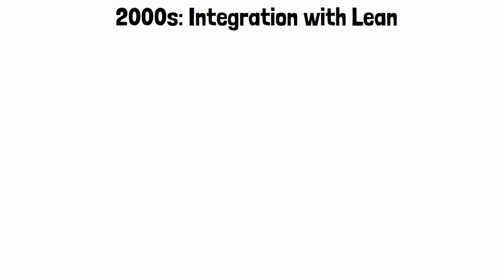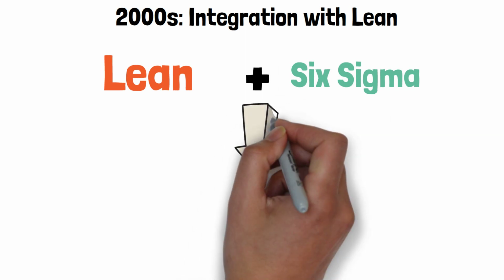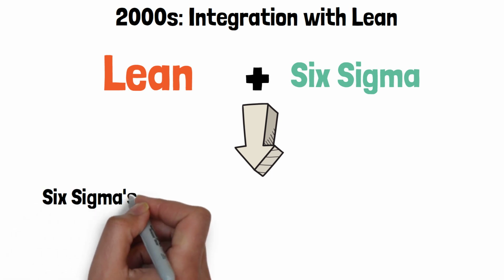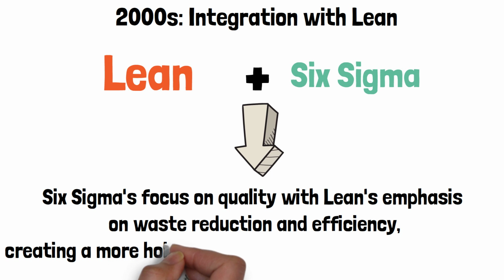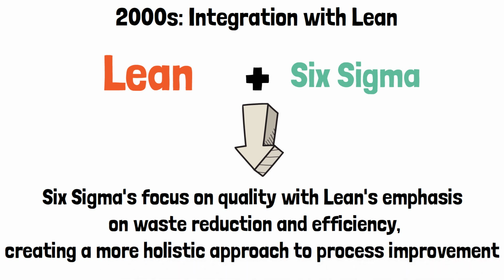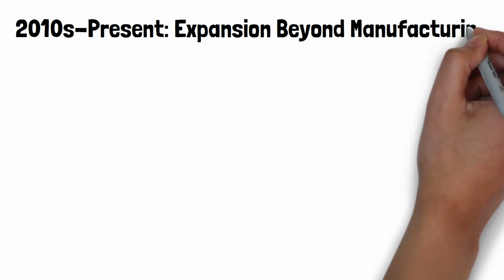2000s, integration with Lean. The 2000s saw the integration of Six Sigma with Lean principles, giving rise to the term Lean Six Sigma. This integration combined Six Sigma's focus on quality with Lean's emphasis on waste reduction and efficiency, creating a more holistic approach to process improvement.